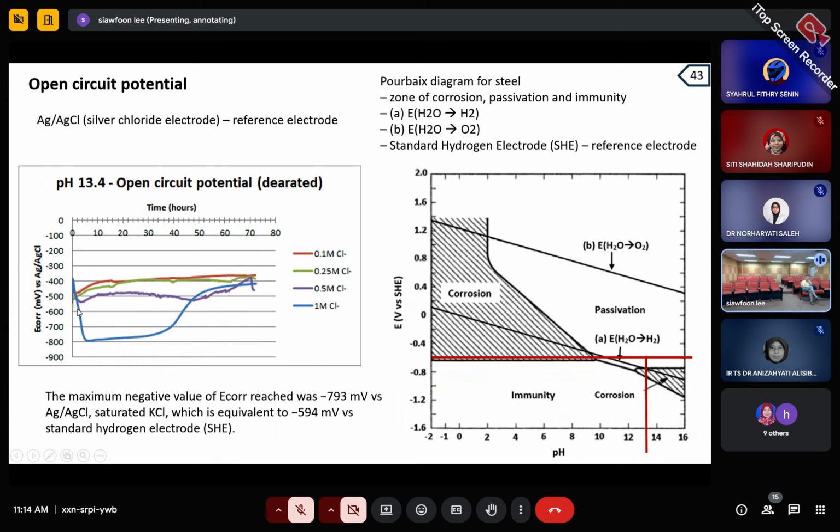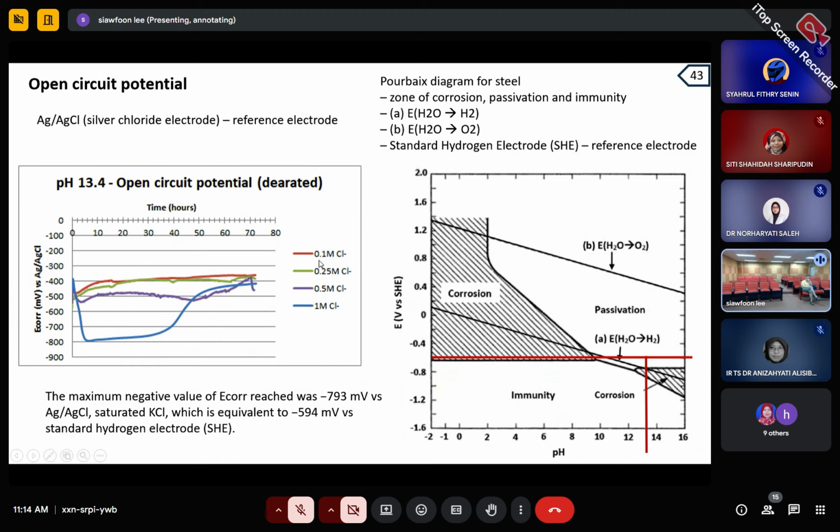And in this 1 molar solution, because there's a high concentration of chloride ion, and everybody knows that the chloride ion is an aggressive ion that will break down the passive film. So you can see it goes down to negative 8. And you look at this Pourbaix diagram. Around pH 13, so 13.2, I go up here, and you can see it goes to the negative, which means it's moved toward the corrosion zone. There's a possibility that corrosion will happen when there exists a very high concentration of chloride ion.